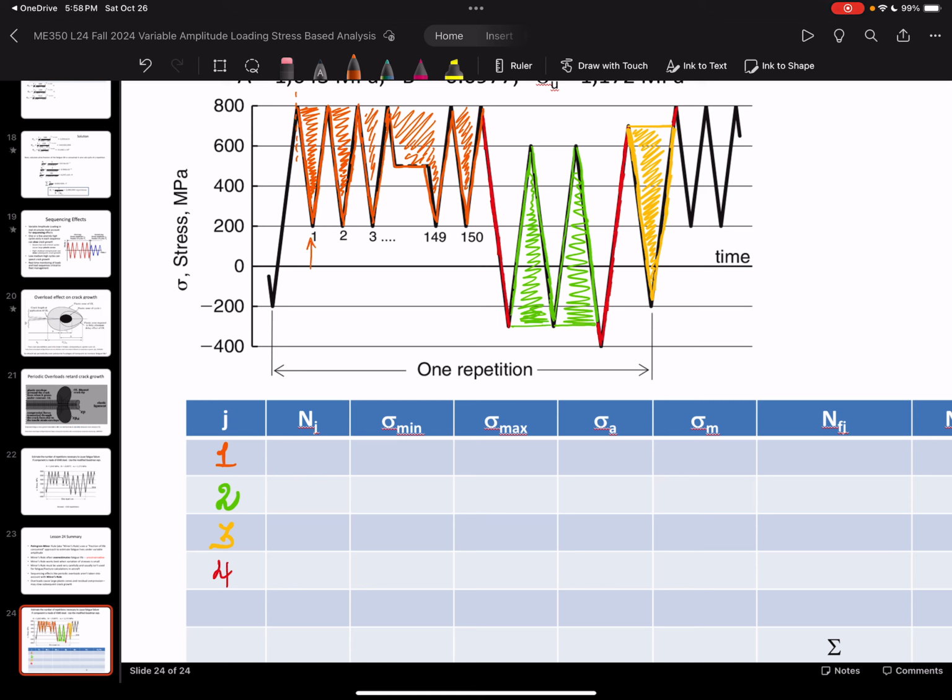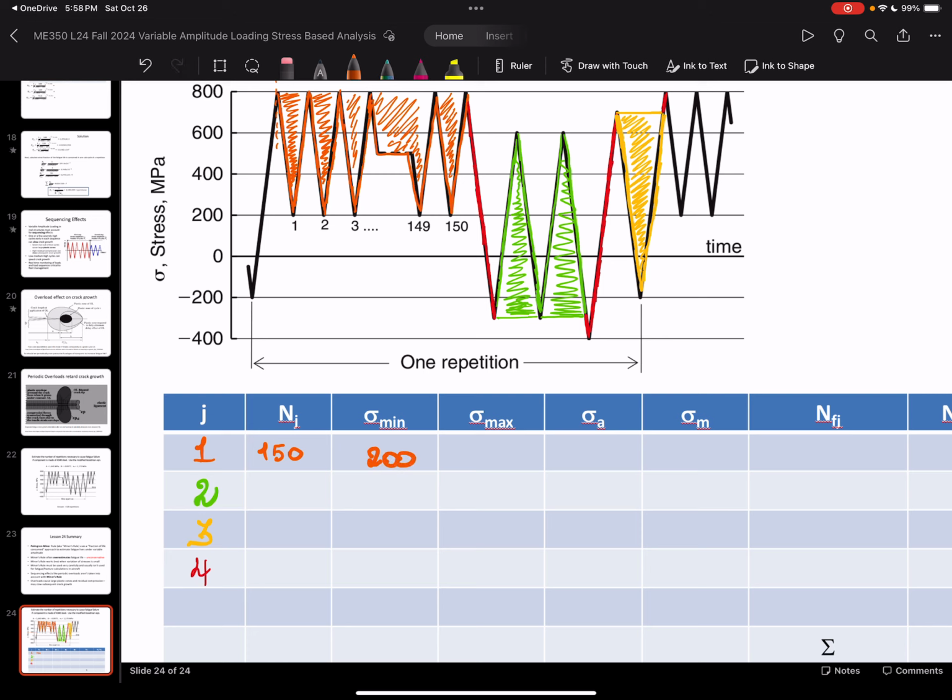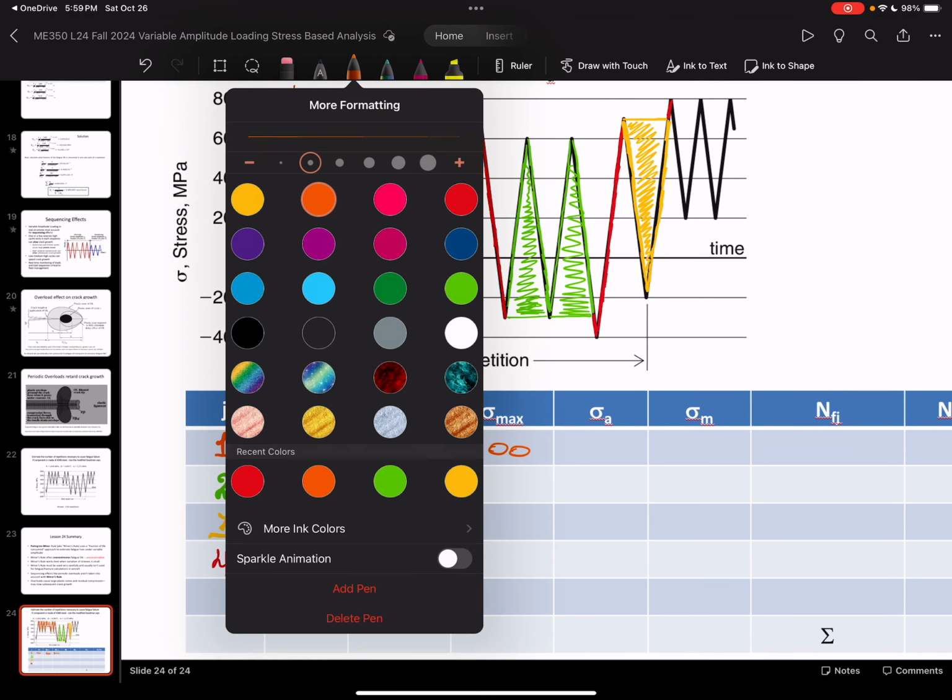So now we're going to say, how many spaces did I color in the orange? Well, 1, 2, so I colored this one, this one, this one, this one, all the way. So like 1, 2, 3, 149, 150. So I colored 150 of those. What is the minimum that they reached? Well, right here, they reached 200 MPa. What is the maximum that they reach? They reach 800 MPa.